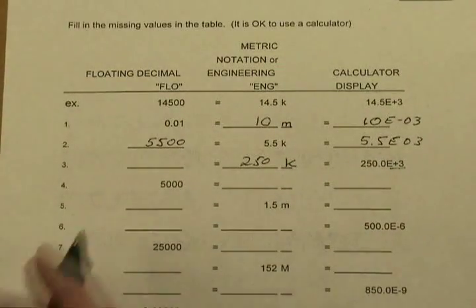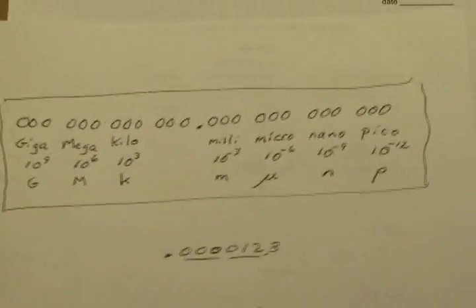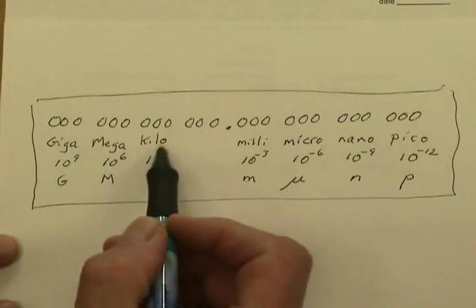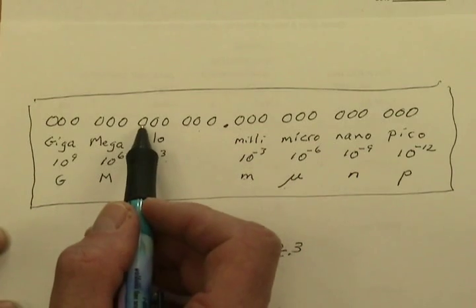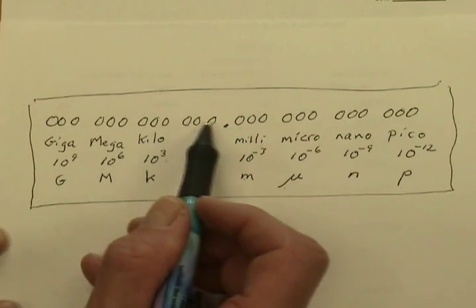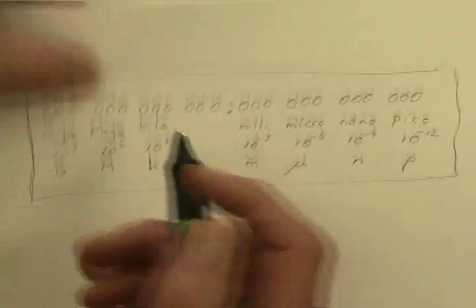Now how do we write out 250k? Let's do this one without the calculator. There's our kilos. How do we put 250 in that group? Well, left to right. 250, and then 3 more zeros have to come in there. 250,000.